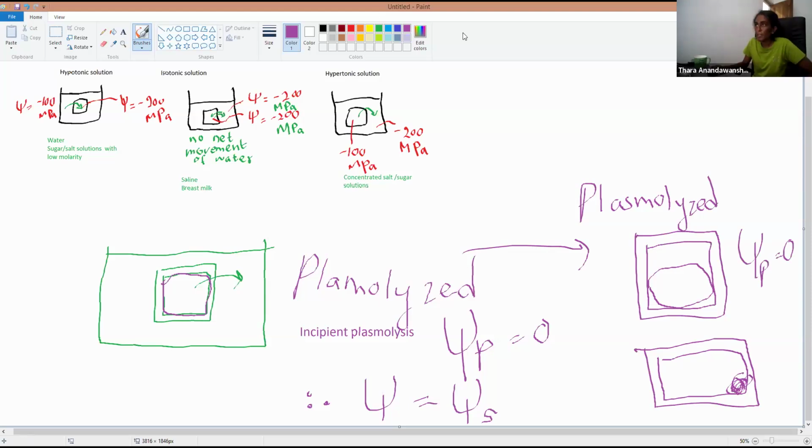Teacher, can you explain again? Okay. This is what happens: water is going to the outside of the cell to the solution. When the solution is getting water from the cell, the membrane is trying to detach from the cell wall.